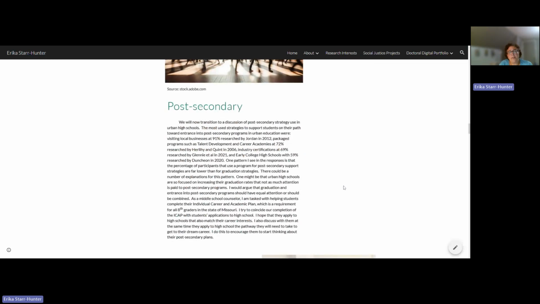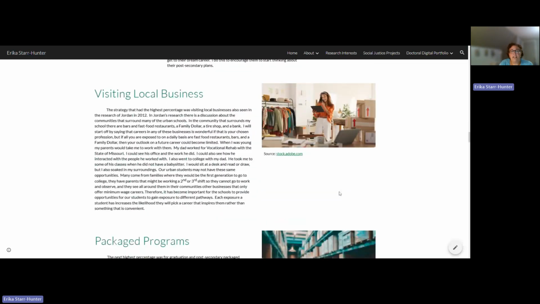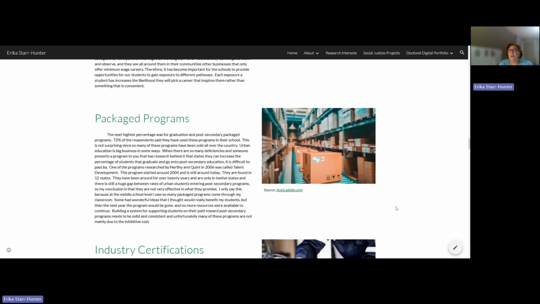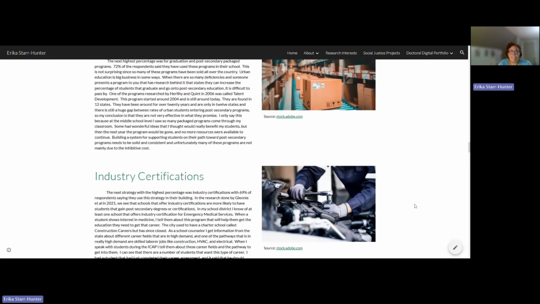Some of the post-secondary equity factors: visiting local businesses. For this factor, students leave the school, go out into the community, and visit different organizations to learn what it's like to be a professional in a career, like an architecture firm. There are also packaged programs that are intended to help students keep on track. There are all different kinds of programs that schools use to help graduation rates.